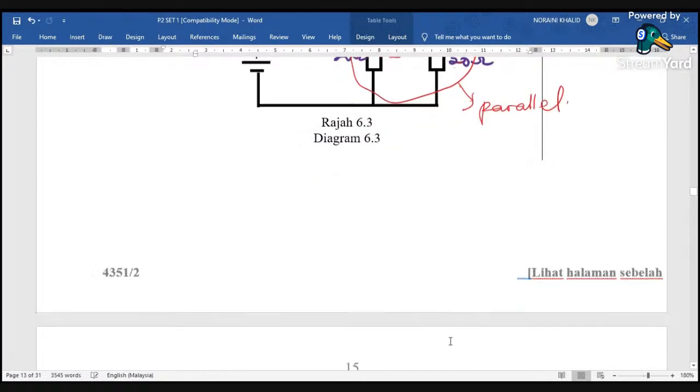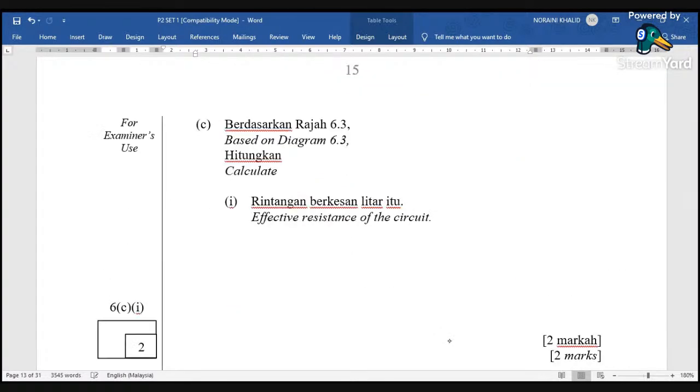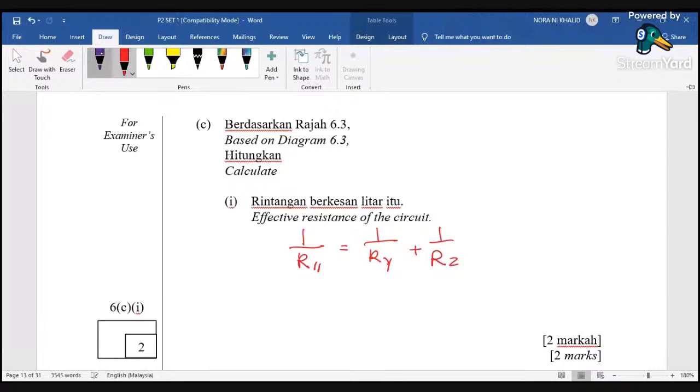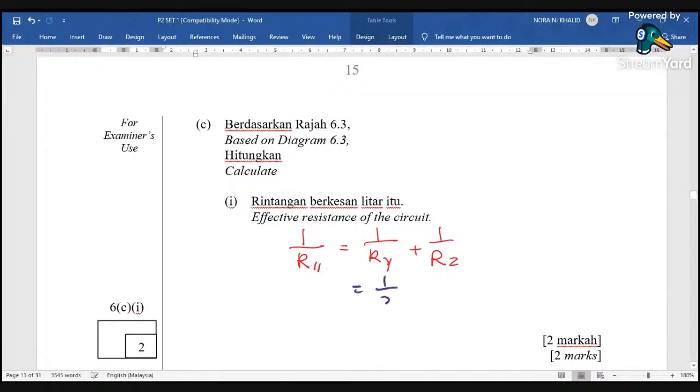So now we calculate the effective resistance for the parallel part first. 1 over R parallel equals 1 over Ry plus 1 over Rz, because Y and Z are parallel. So 1 over 20 plus 1 over 20, which equals 2 over 20 or 1 over 10. So the parallel part equals 10 ohm.